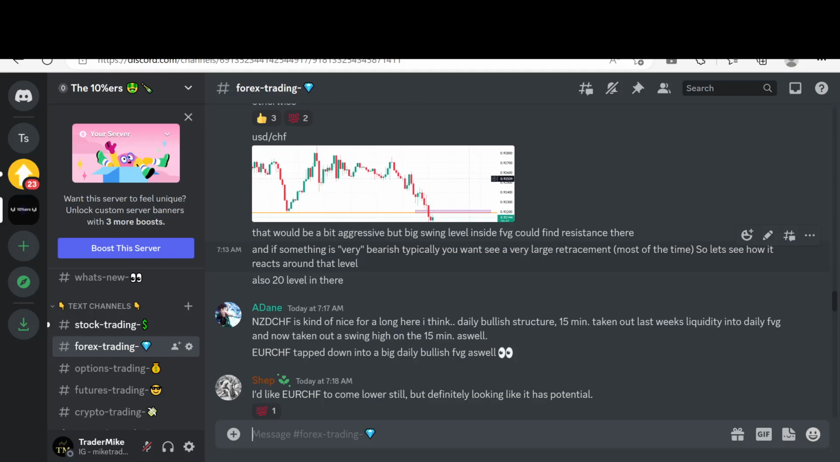And I'll go over in this video as well why I was a bit aggressive on it, and I figured we probably weren't going to get that big of a retracement. So let's see how it reacts on that level. Also 20 level in there. So if you watched my support resistance video, you know 20 is an institutional price level. So other institutional price levels being the 0, 20 like I got here, and then we got 50 and 80. Those are institutional price levels where you'll see in many cases price will respect those particular price levels.